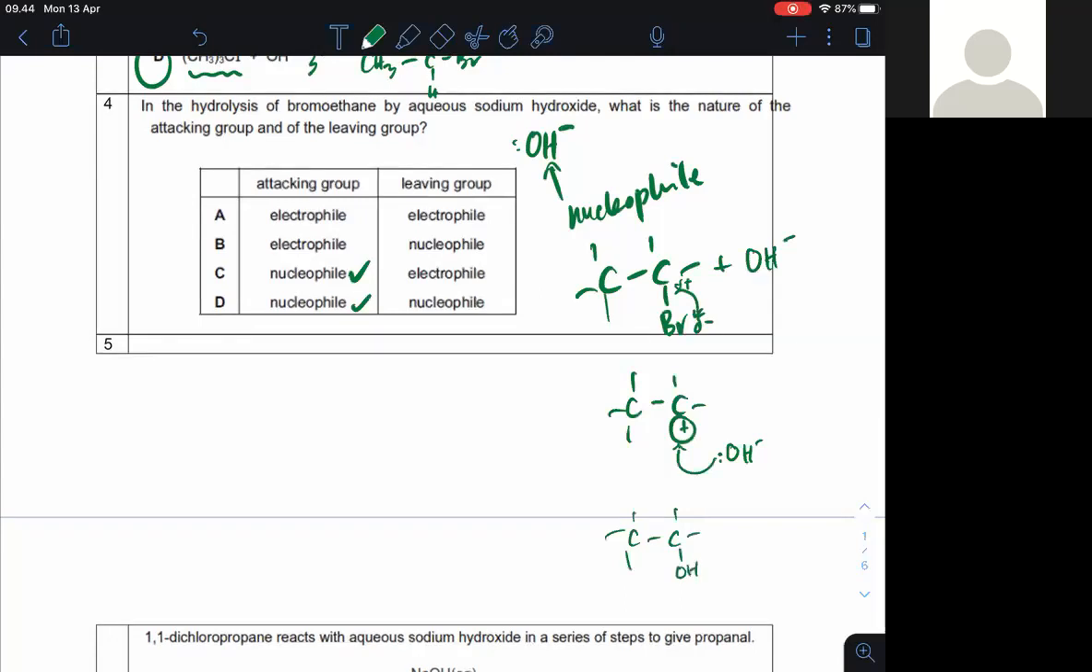So they are going to give you the CH3CH2OH over there. Here, this is what they call the attacking group. The attacking group is going to be the nucleophile. And how about the leaving group? The leaving group is going to be the Br. When the Br leaves, it is going to take away the electrons, so you are going to get Br minus with a lone pair.